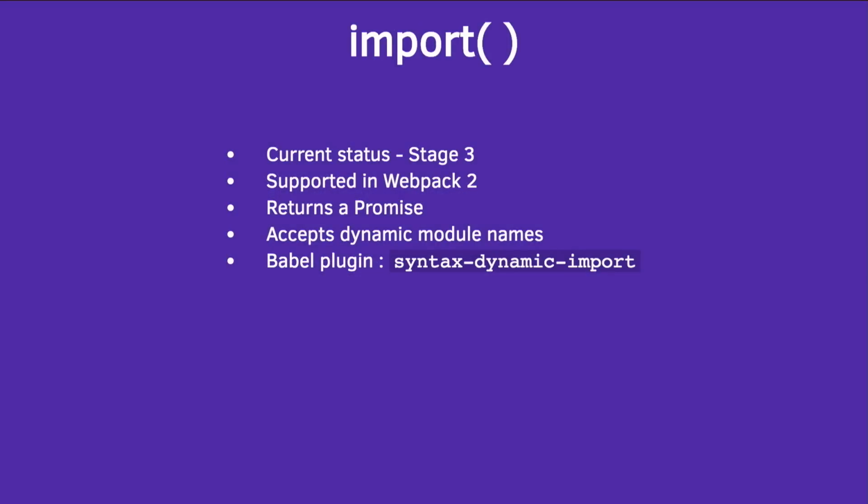So it's currently in stage 3, which means that more or less all the key stakeholders have agreed on what it looks like, and browsers are starting to implement how it works. It's available today in Webpack 2. All the other sort of module bundlers will also start having support for it. It returns a promise because it's asynchronous in nature. It can accept dynamic module names, so you can pass it a template literal string and load something based on some JavaScript that you execute. And it's available today using that Babel plugin. This is not near future. This is now. You can use this right away.